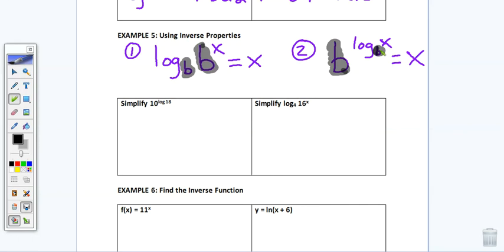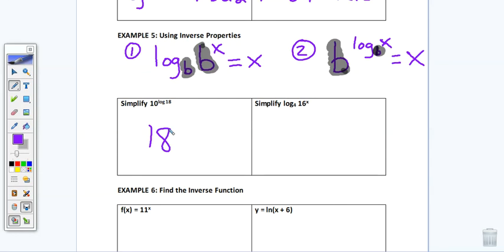Quick question here. What's the base in this problem I'm about to simplify? 10. It's raised to a log, but there's no subscript down here for log, so if there's no subscript for log, we assume that this base is what value? 10. So what is this going to equal in the end, kids? Just going to be 18. That one's simple. Next one, not so much.